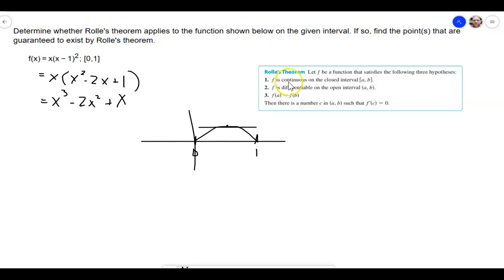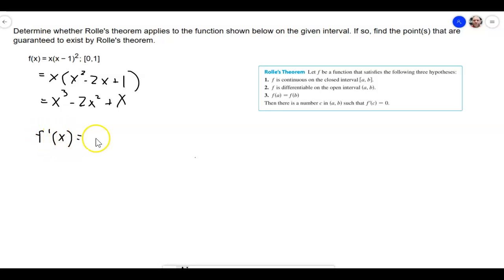All right, so all of these things are true, right? All of these things are true. So now let's go ahead and find it. In order to find it, what we're going to do is find the first derivative of this. So f prime of x is equal to 3x squared minus 4x plus 1. We're going to set that equal to 0. So 3x squared minus 4x plus 1 is equal to 0. I just applied the power rule there.